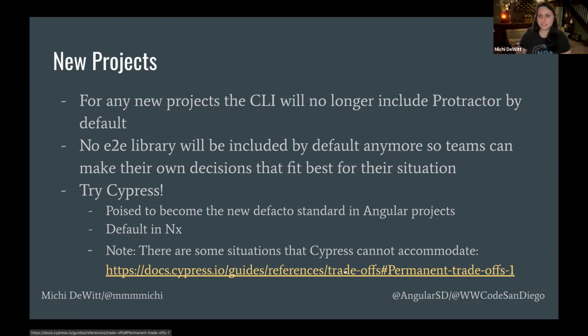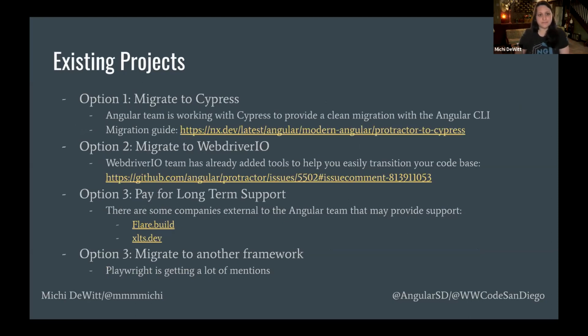But what if you already have an Angular project, you're already using Protractor, what do you do? You have a couple options here. One, you can migrate over to Cypress from Protractor. The Angular team is working directly with the Cypress team to provide as clean a migration as possible using the Angular CLI. And NX has had a migration guide from Protractor to Cypress for a while, because if you're using NX, they suggest you use Cypress. So migrating from Protractor to Cypress is not a completely new thing. It's something that a lot of people in the community have been doing already.